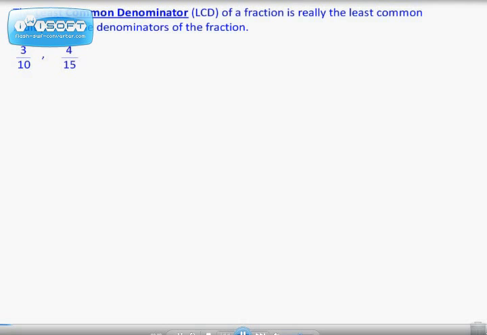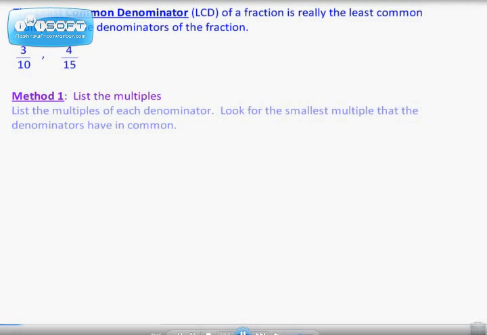fractions. So if I look at 3/10 and 4/15, I want to find the least common multiple for 10 and 15. We have two methods for doing this. The first method has us list the multiples of each denominator. Then we will look for the smallest multiple, or the smallest number, that those two lists have in common.